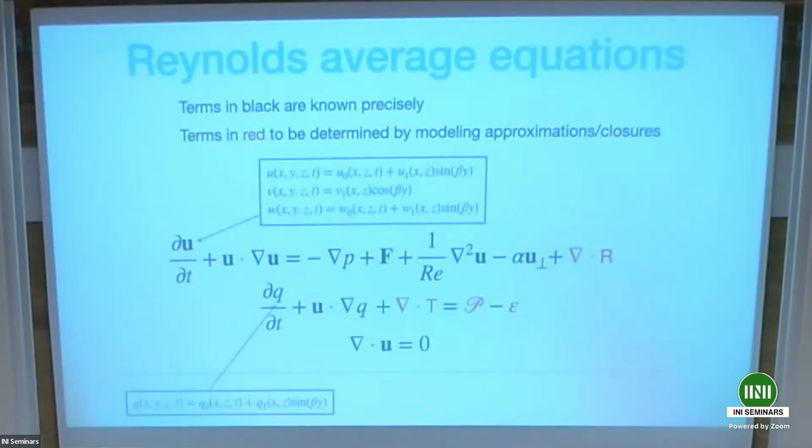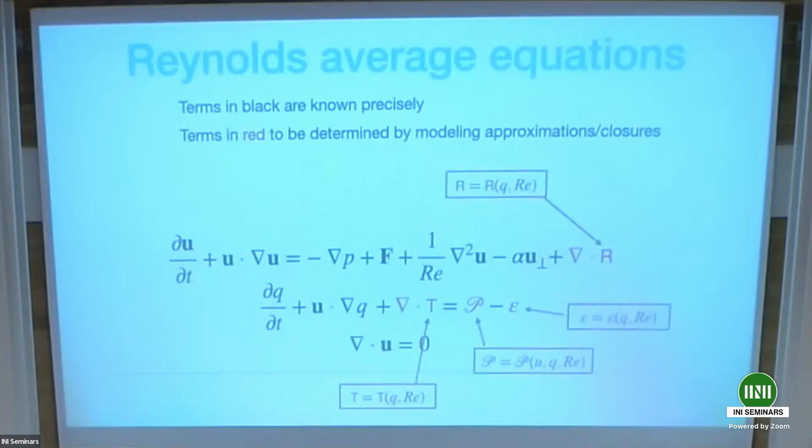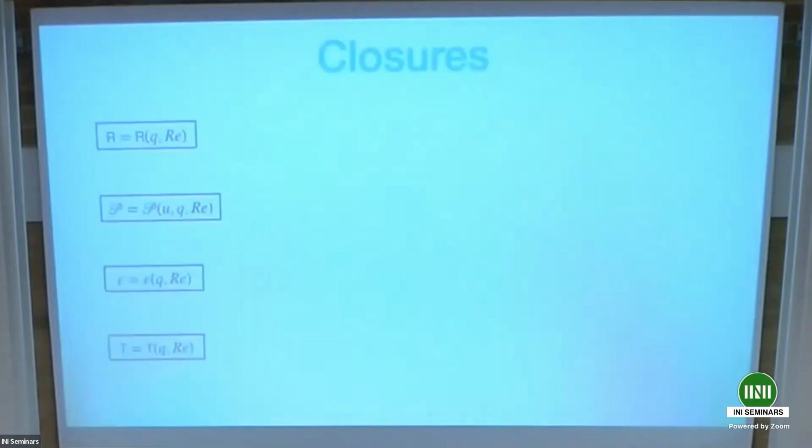Again, I expand the velocity field in the way and the turbulent field in the way I told you. And then these are the things I have to close. I have to close the Reynolds stress. I have to close the production dissipation, and I have to close the turbulent transport. In this audience, I think people know this better than I do.